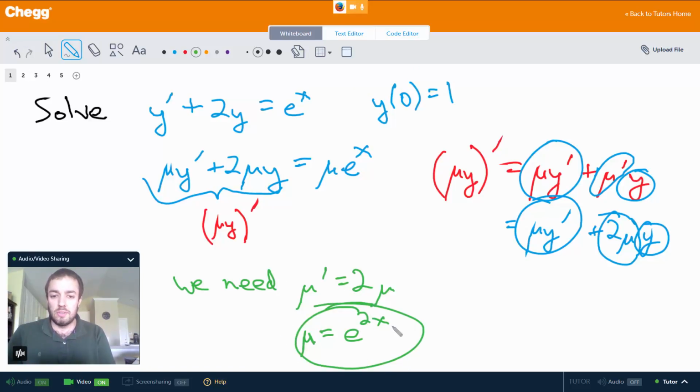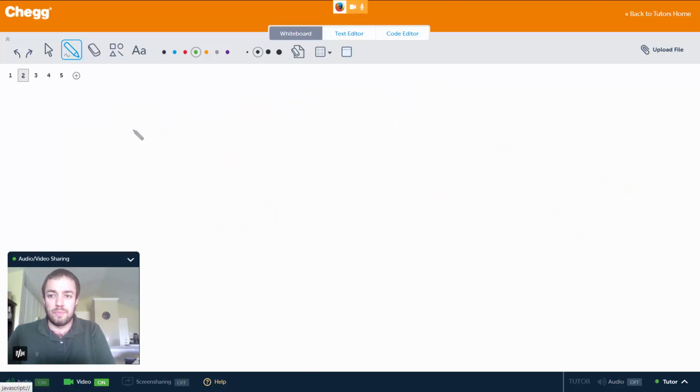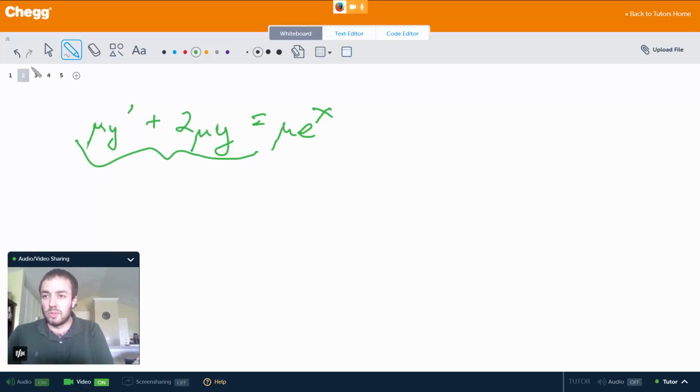So this function here is our integrating factor, and we want to multiply both sides of this equation by that. Now, how does that help us? Well, let's go ahead and go to the next page. So we have mu y' + 2 mu y = mu e^x, and we wanted a mu, we actually just found a mu, so that the left-hand side is actually equal to (mu y)'.